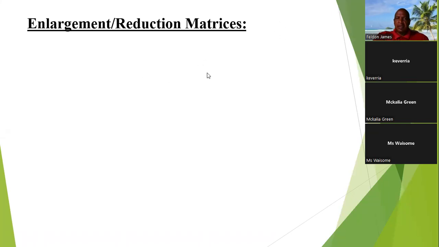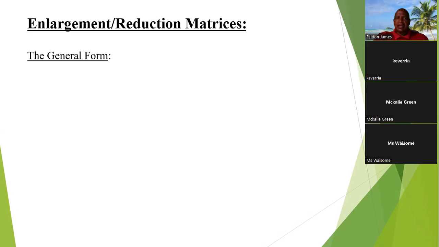Now, with that said, if you are to use any of those matrices, you are taking the same approach. Now, here we have some general, remember we talked about enlargement. We have what I would call an enlargement/reduction matrix. Remember, if you're enlarging, K has to be a number greater than 1. But if you're reducing, K has to be a number between 0 and 1. That means it has to be a fraction.